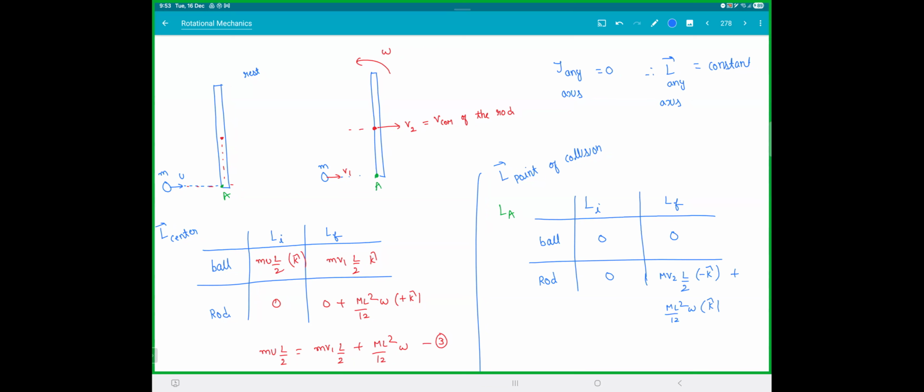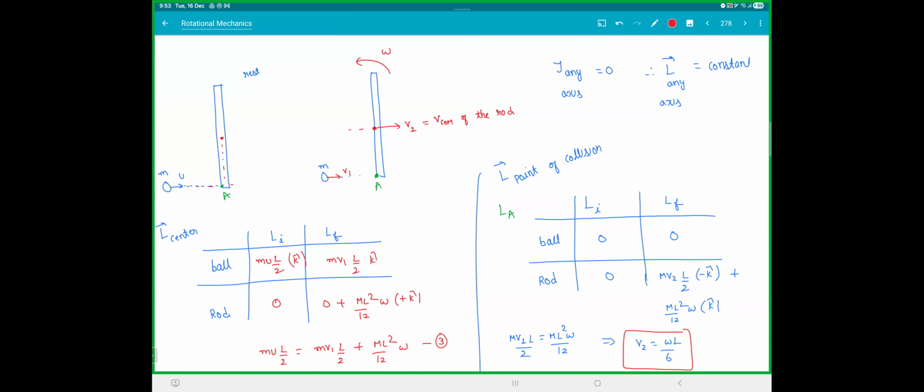Since the total angular momentum must be conserved, m v2 L must be equal to m L square omega by 12. You get v2 is equal to omega L by 6. You actually get a pretty good result with this one thing: a v2 and omega relation without capital M and small m.